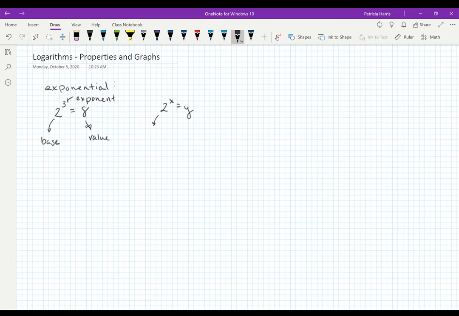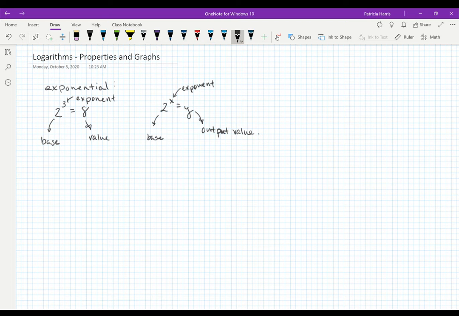Okay, base of 2, exponent of x, and then our values. All right, so an exponential can be a function that describes multiple values, not just one. And it's really, really nice to have inverses of some functions. Okay, so somebody decided to call it a logarithm.